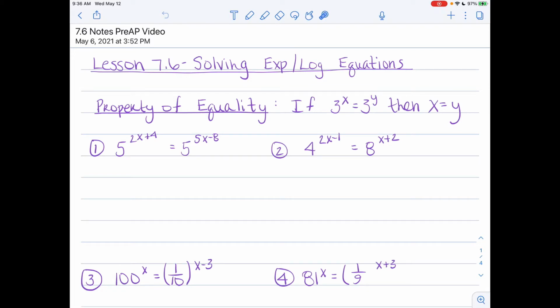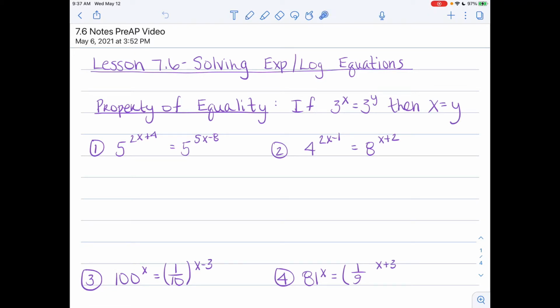So we can use this property of equality to solve some exponential equations if we have the same base or we can create the same base. So let's take a look at what we mean by that.